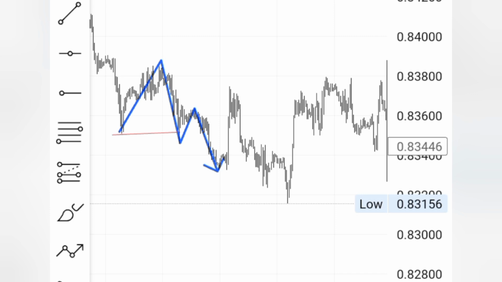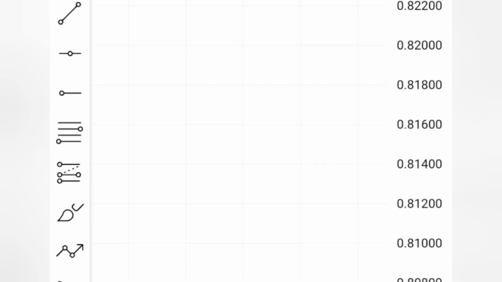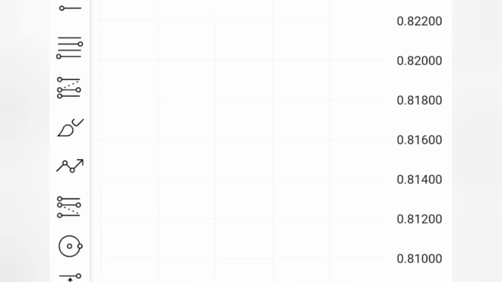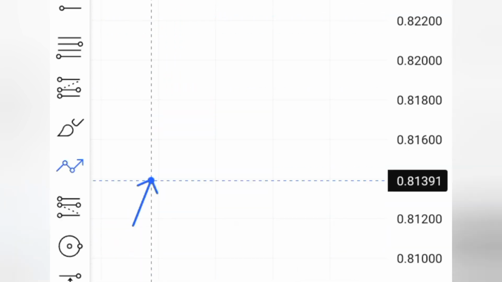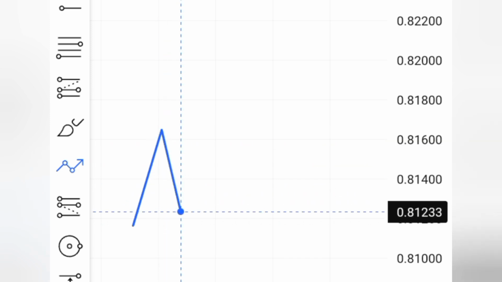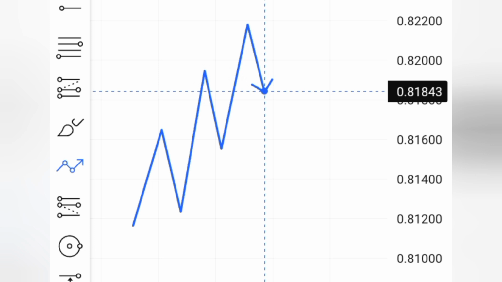Now let's see how to identify change of character. Change of character, or you can call it a CHoCH, indicates a potential trend reversal when the price breaks the previous high in the opposite direction of the existing trend. If this is our existing trend, for example, this bearish trend, it is making lower highs and lower lows.